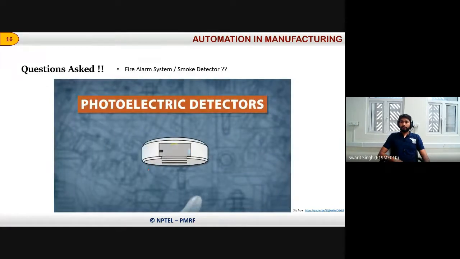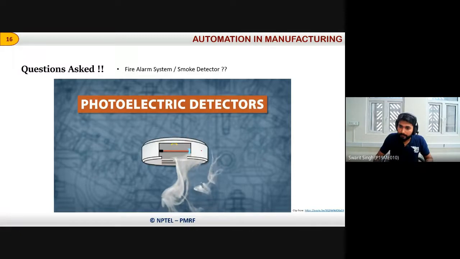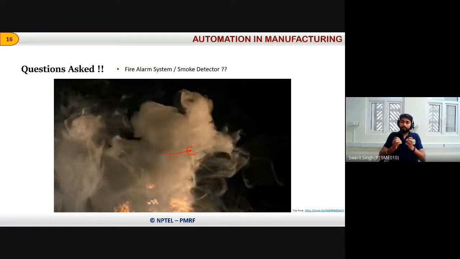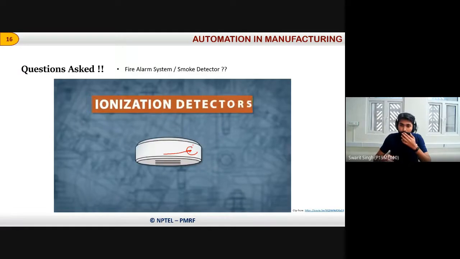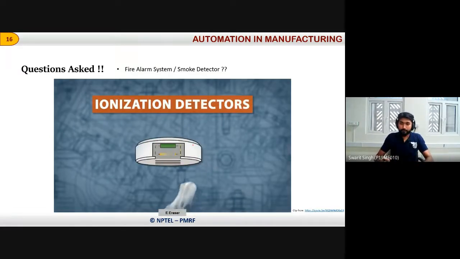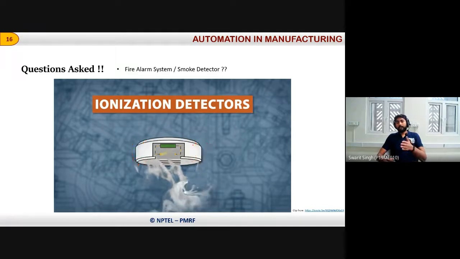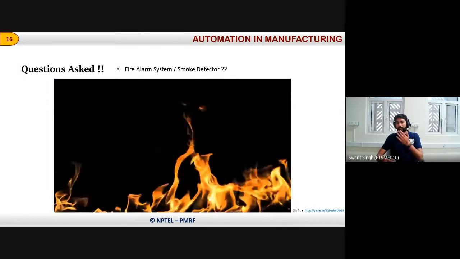There is a photoelectric detector. Laser rays are incident on a particular surface, and once smoke goes inside, the rays get deflected. The receiver is not able to receive those rays, so it senses and triggers the alarm. Another is ionization detection.